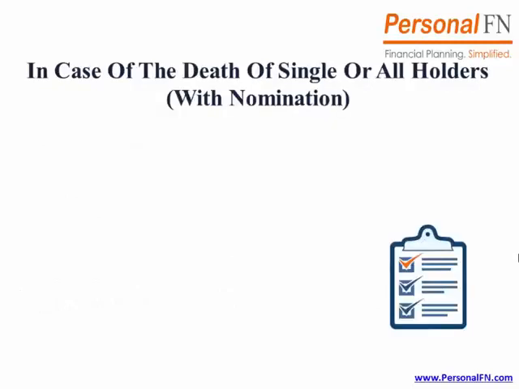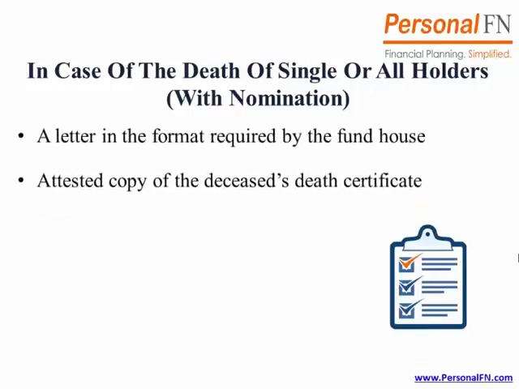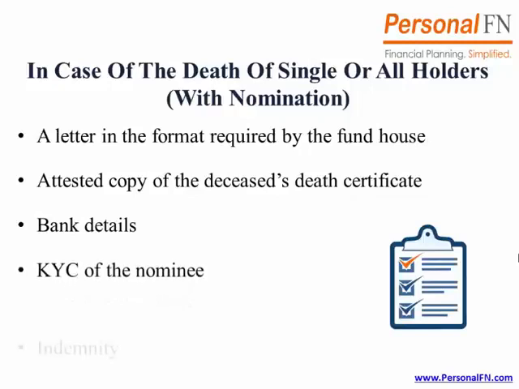In case of death of single or all unit holders with nomination, if a unit holder has appointed a nominee, the nominee will be eligible to get the units transmitted in his name. For doing so, the nominee will have to submit a letter in the format required by the fund house, attested copy of the deceased's death certificate, bank details as specified by the fund house, KYC of the nominee, and indemnity if the amount to be transmitted is equal to or greater than the threshold limit set up by the AMC.